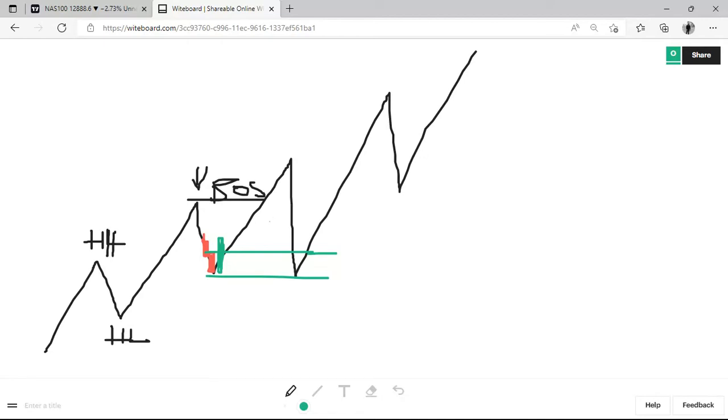So we are expecting price to come and reverse at this particular zone before heading to the upward side. And there are certain things to consider before validating an order block.